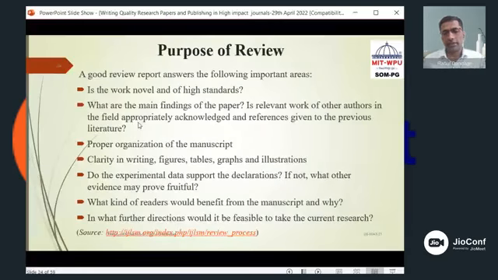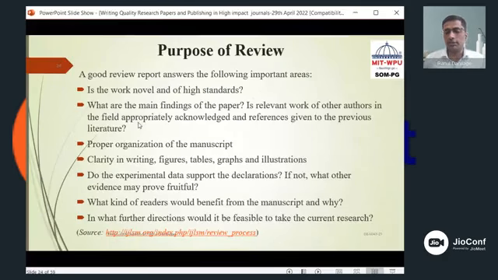If we have some experimental data, whatever declarations we have, whatever hypothesis we have stated, whether our experimental data is going to support those particular declarations or not, what type of readers are going to benefit from this particular manuscript, which section of the researcher society or which section of the readers area is going to be attracted by this manuscript. Because for every journal, the paper which is going to get published, people should download it, people should read it, people should refer to it in their research work, then only the journal is going to benefit.